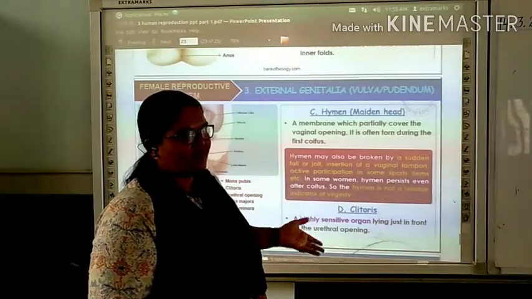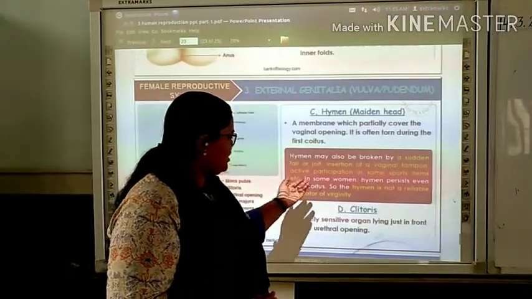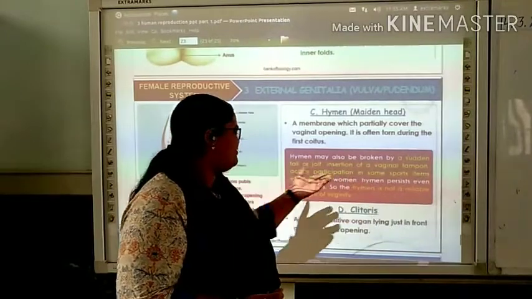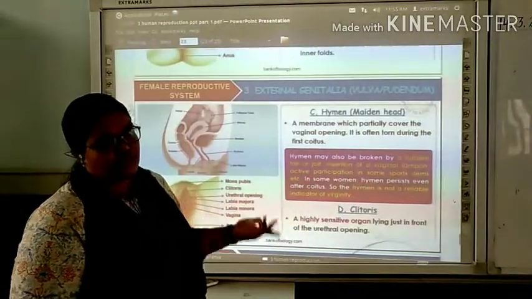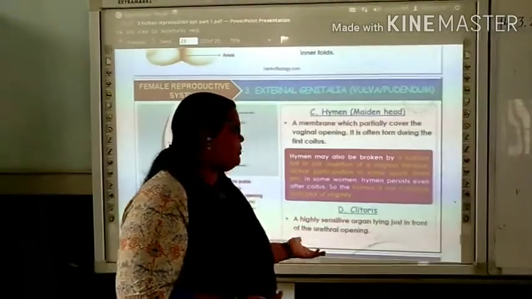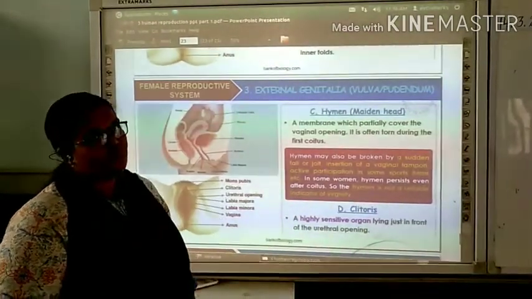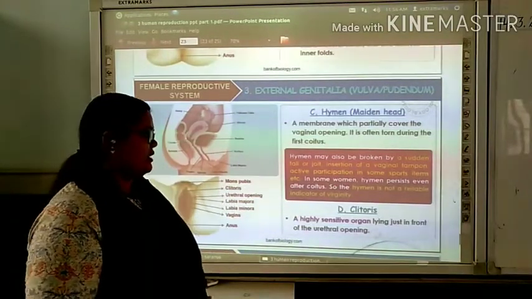So that's actually a false concept. It can be torn open by any of these methods, right? So in some women the hymen persists even after coitus also. That's also a possibility. After sexual intercourse also it may be present, right? So the hymen is not a reliable indicator of virginity. That's a false thinking, right?